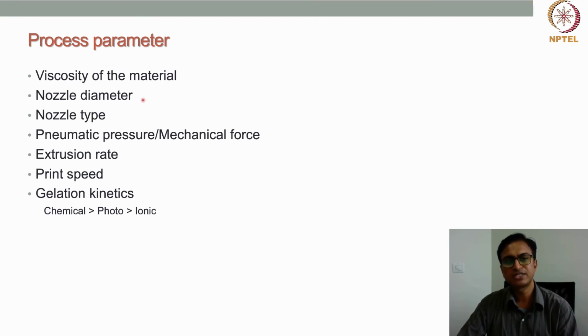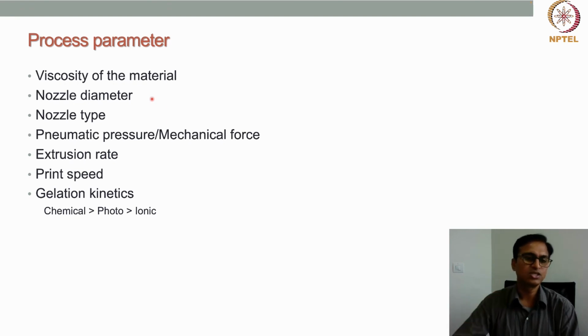The next parameter is the nozzle diameter. Nozzle diameter is very important, because it basically dictates the resolution of printing. Suppose your nozzle diameter is very fine, then the extruded filament will also be very fine. So the diameter of the nozzle directly corresponds to the extruded filament diameter.